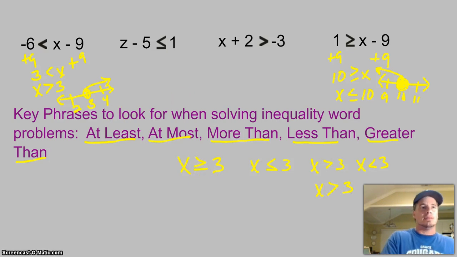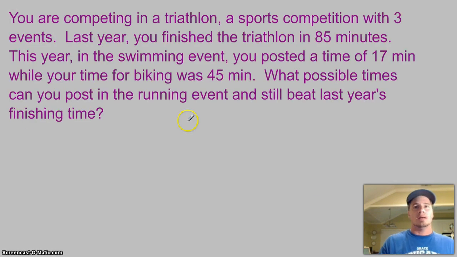Okay, let's look at the next page. Last page, in fact, we've got a word problem. You're competing in a triathlon, a sport competition with 3 events. Last year you finished the triathlon in 85 minutes. We're going to probably need this. This year in the swimming event, you posted a time of 17 minutes, while your time for biking was 45 minutes. So we got this. What possible times can you post in the running event and still beat last year's finishing time? So what possible times in the running event?